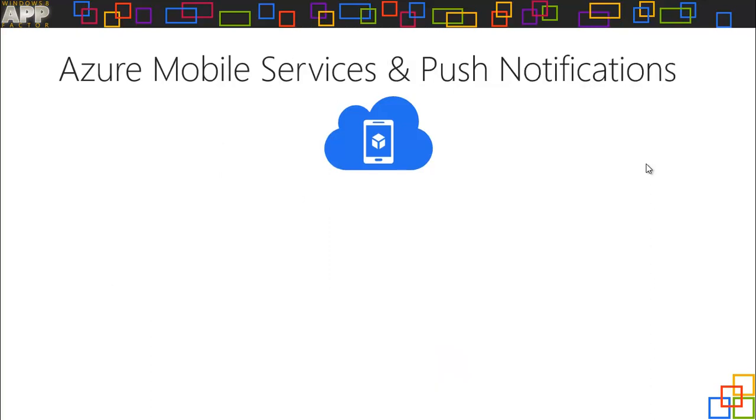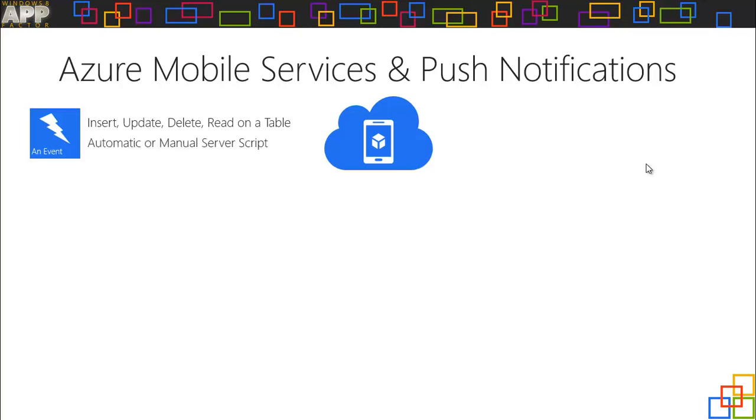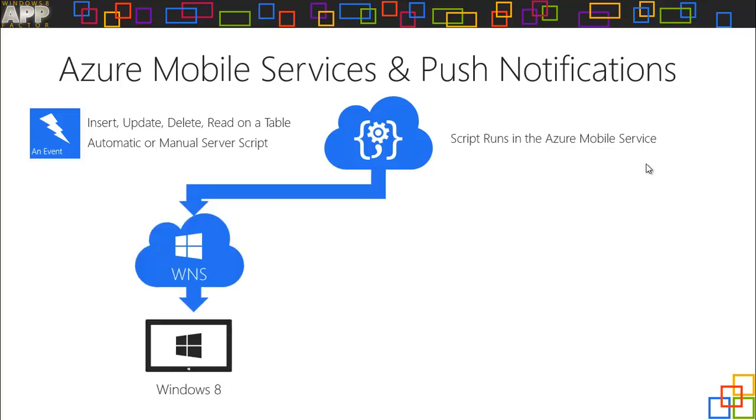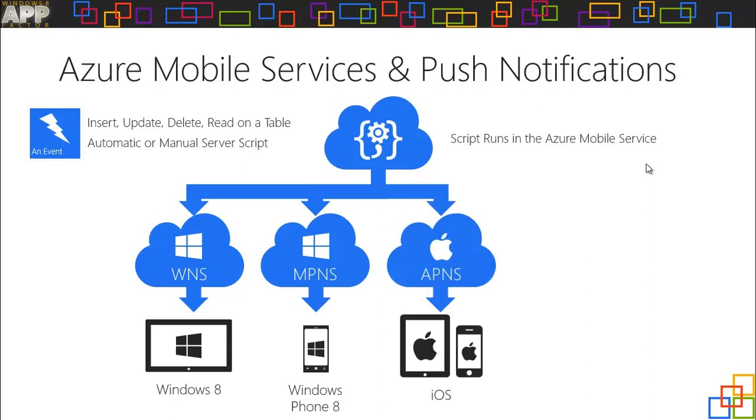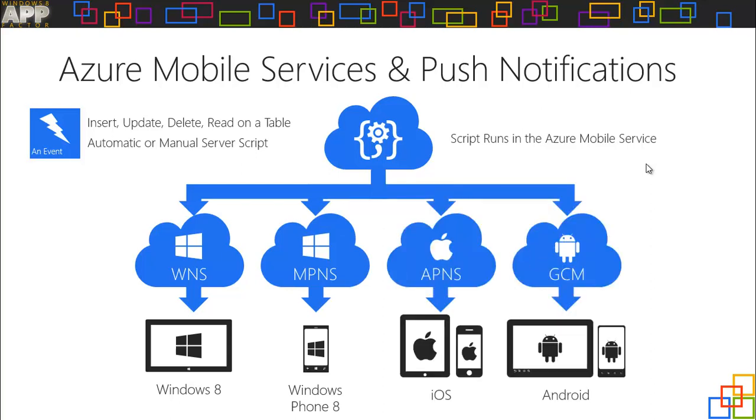And then finally, Azure Mobile Services also supports push notifications. Now, with push notifications, we're typically waiting for some kind of an event to occur. And in Azure Mobile, that's usually some insert, update, delete, or read operation on one of our tables. And remember, we have those Node.js scripts that execute when those operations occur. It could also just be some automatic or even on-demand server-side script execution. But regardless, some server-side script is going to run up in your Azure Mobile Service, and it can then consume the server-side APIs to push notifications out to Windows 8, Windows Phone 8, iOS devices, or Android devices using the appropriate push notification services for those devices.